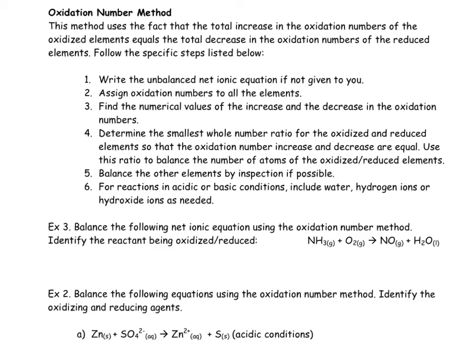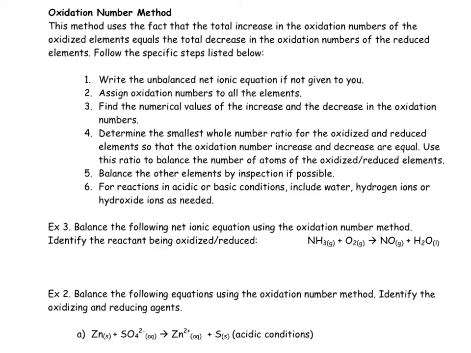Sometimes it's easier to balance redox reactions using the oxidation number method. This method uses the fact that the total increase in the oxidation numbers of the oxidized elements equals the total decrease in the oxidation numbers of the reduced elements. Follow the specific steps below.